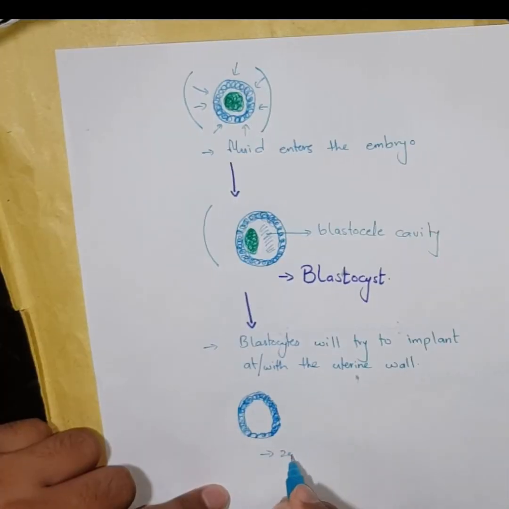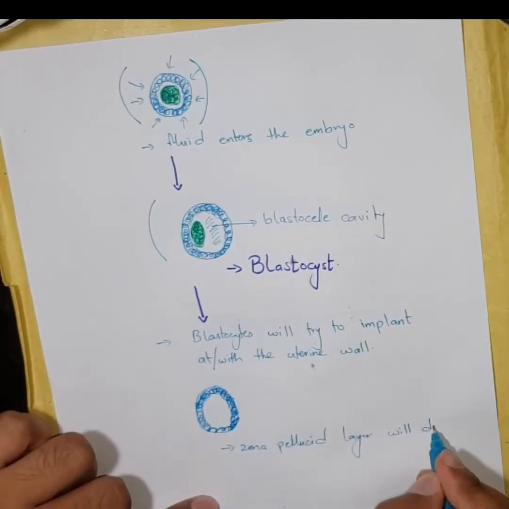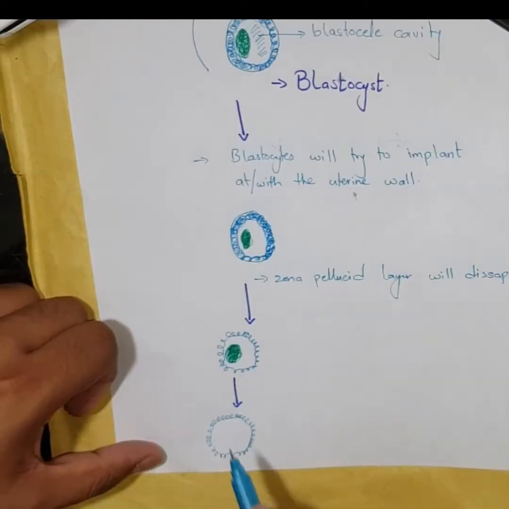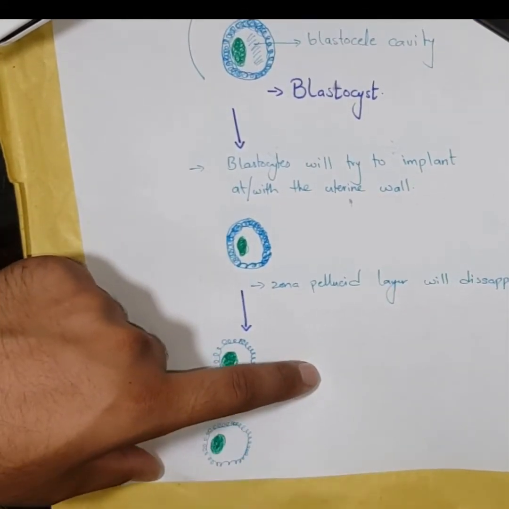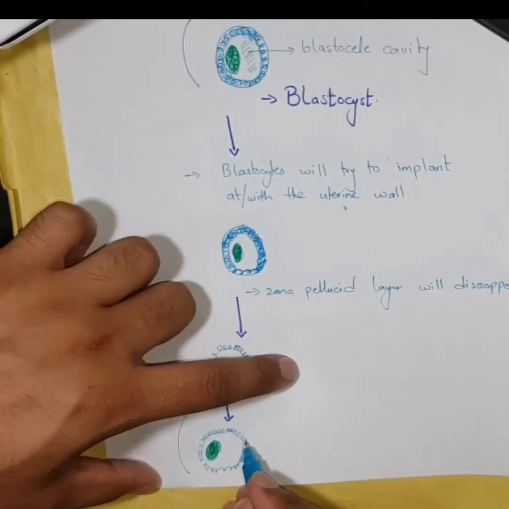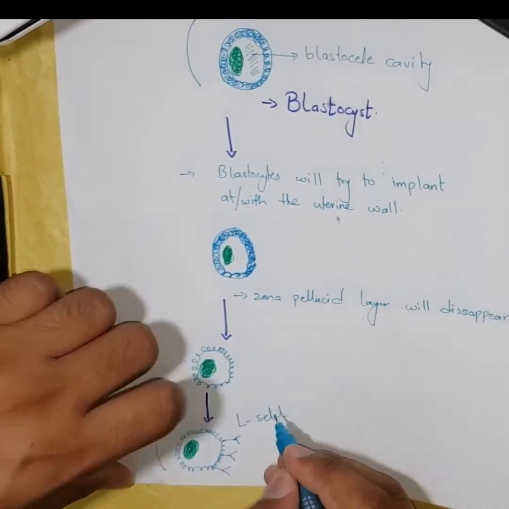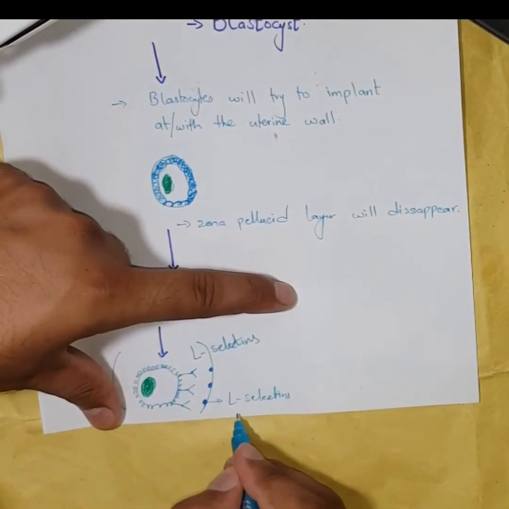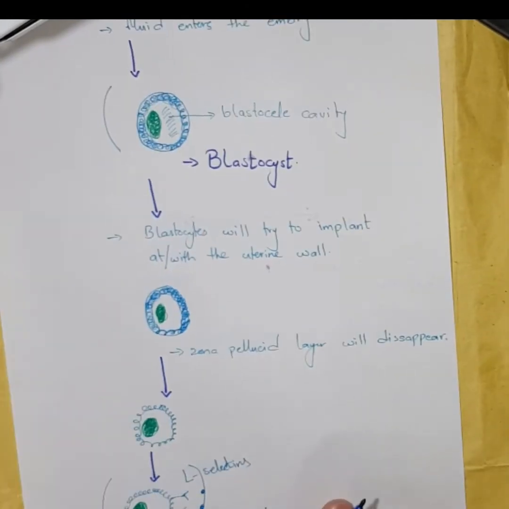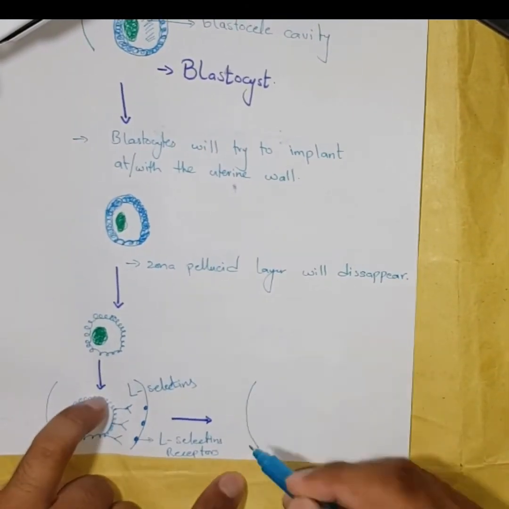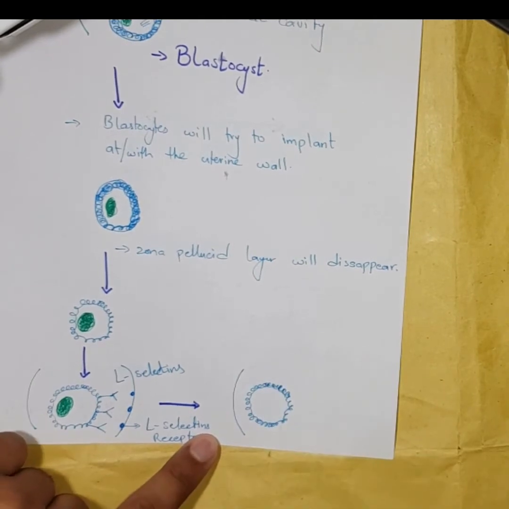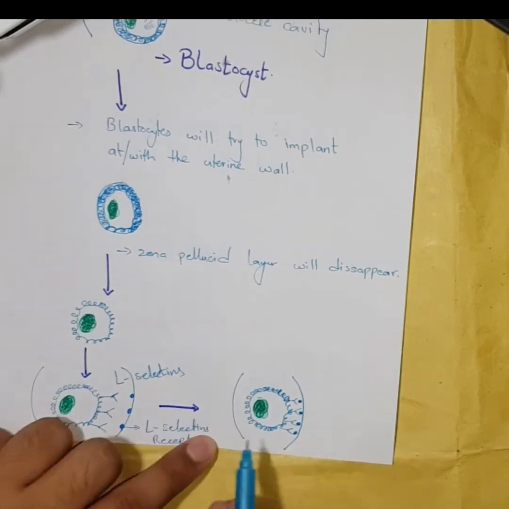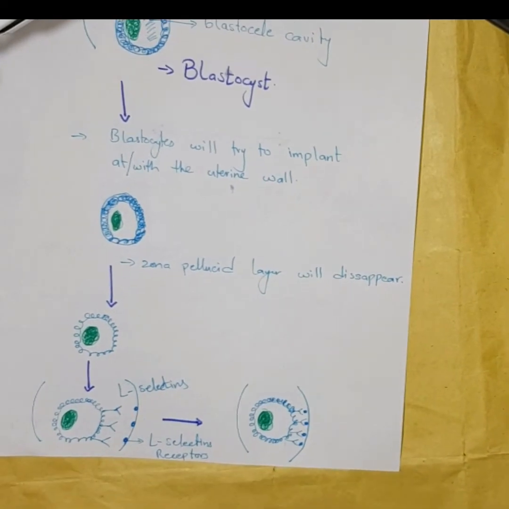Another important incident that happens at this stage is the disappearance of the zona pellucida layer. The zona pellucida layer disappears, and it gives rise to a number of molecules on the surface of the trophoblast called L-selectin molecules. These cells have receptors which are present on the uterine wall, known as L-selectin receptors. An attractive force is developed between these L-selectin molecules and L-selectin receptors. This force is driven towards the uterine wall, and that causes the initial implantation.